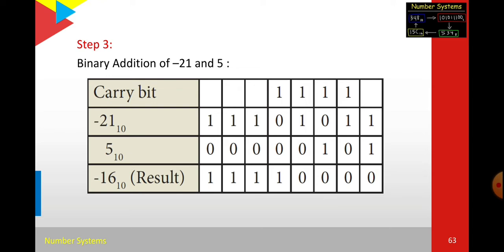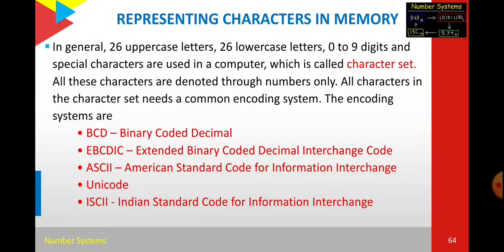So if there is any negative number, then you can go for the 2's complement method to find the binary value, and then we just add using the normal procedure for the binary addition table. Okay, is it clear, students? Now we move to the next topic, representing characters in memory.